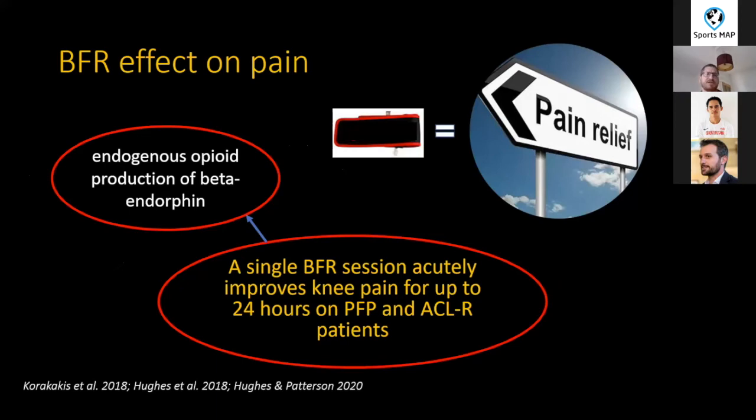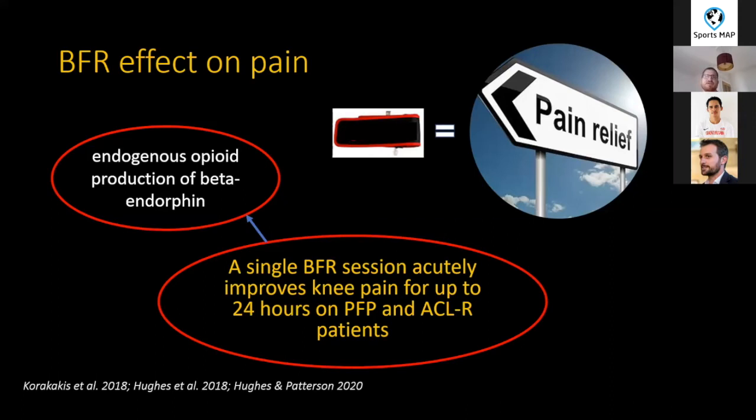Blood flow restriction's effect on pain. There's a lot more interest in this in the last few years, and my supervisors are leading the way, doing a lot of work here. A few studies now are showing that a single blood flow restriction session can acutely reduce pain for up to 24 hours later. They've seen this in patellofemoral knee pain and in patients after ACL reconstruction as well. One of the mechanisms behind this has been the endogenous opioid production of beta endorphin. But not only have they found acute reductions in pain in the exercising limb, they've also found this on the other side as well.